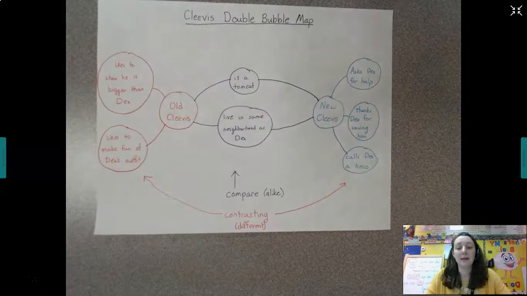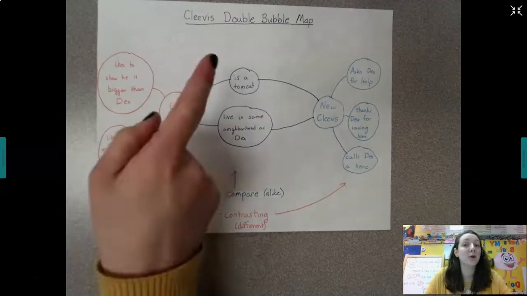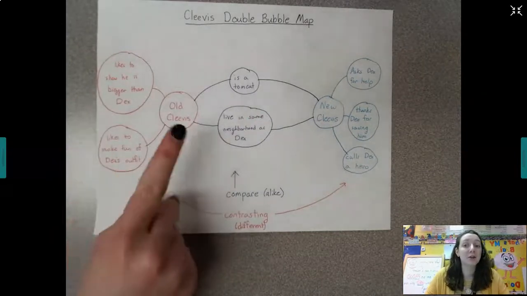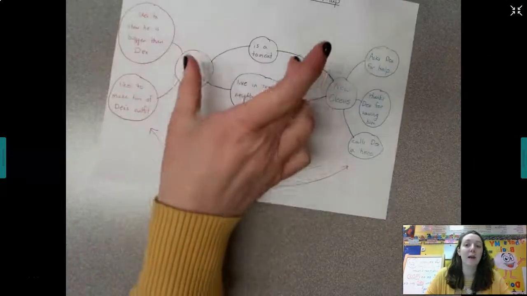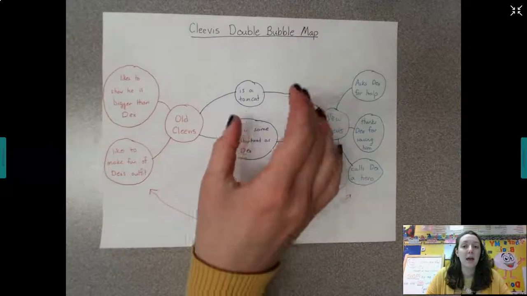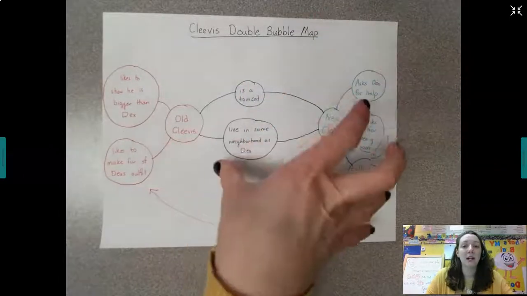So now you're going to be going and making your own double bubble map, but instead you're going to have Dex on one side and Clevis on the other side, and talk about how they're the same, how they compare, and how they contrast or how they're different.